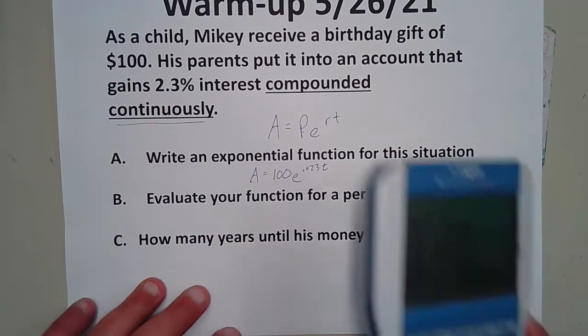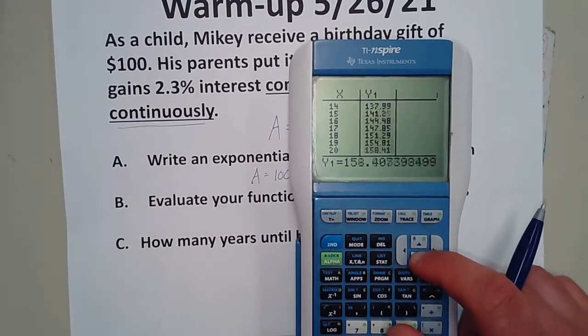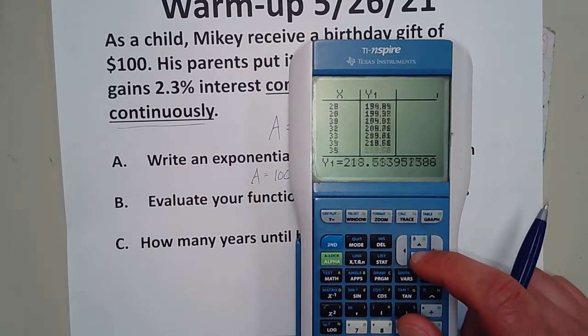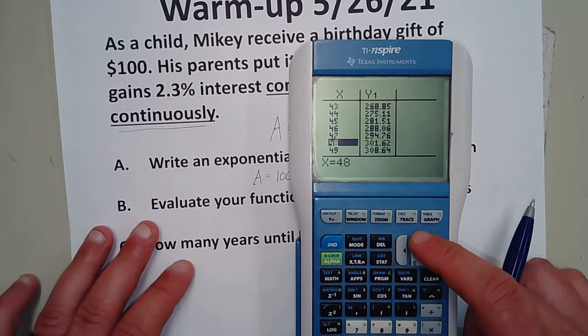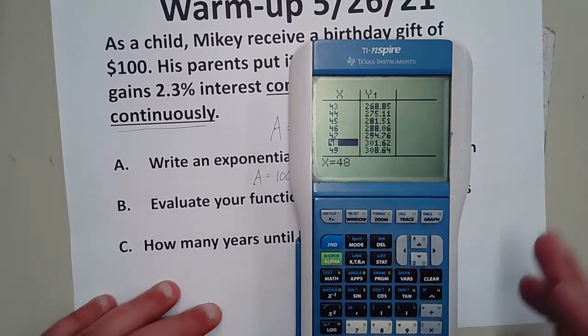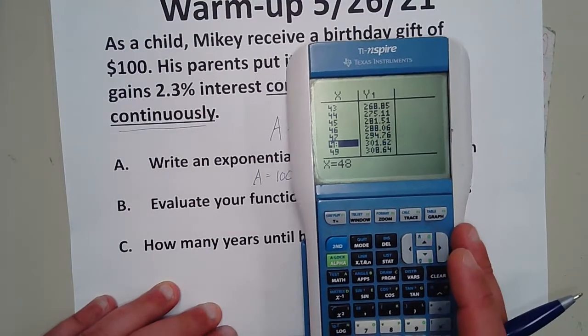And then it also says how long till it's tripled. So we would just be looking for when this equals 300. Again, same thing as we did the other day. And I believe it takes the same amount of time, essentially. It's between 47, 48 years. Basically, that 48th year is when it triples.